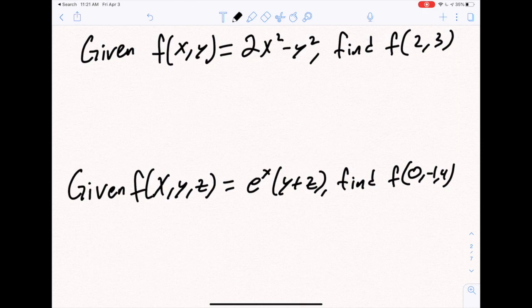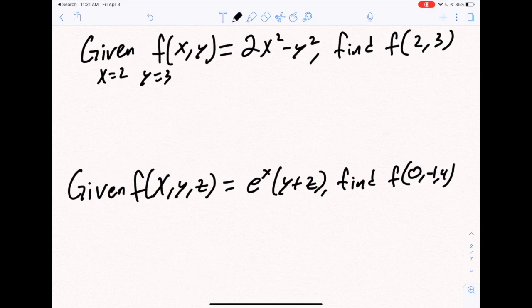Given f of x comma y equals 2x squared minus y squared, find f of 2, 3. So here our x equals 2 and y equals 3. 2 is the first input, 3 is the second input. 2 corresponds to the first input being x here, and the second input 3 corresponds to the second input y.